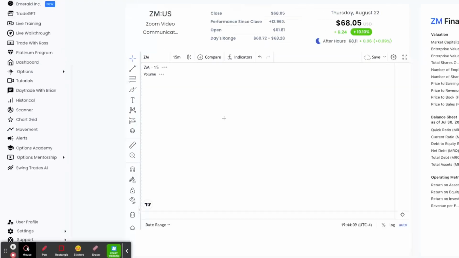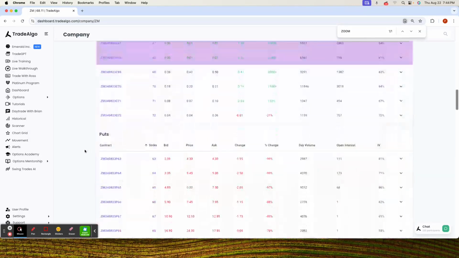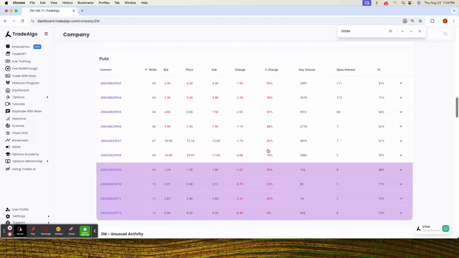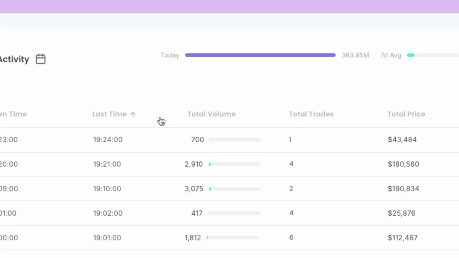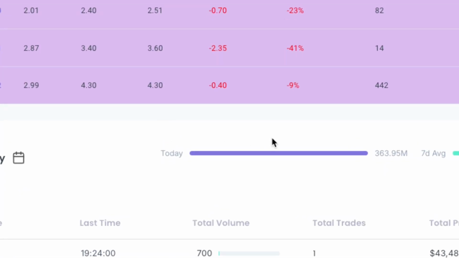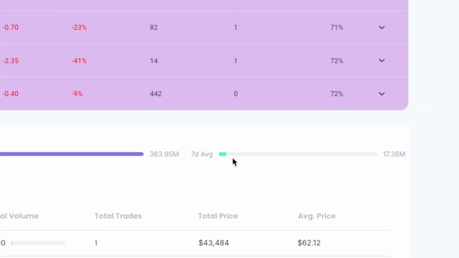Going and watching Zoom, seeing this massive rise happen in the stock, it's no surprise when you go down here to the volume that TradeAlgo is recording on this and seeing that our AI picked up today $363 million in institutional transactions. On a seven-day average, Zoom is only getting about $17 million.